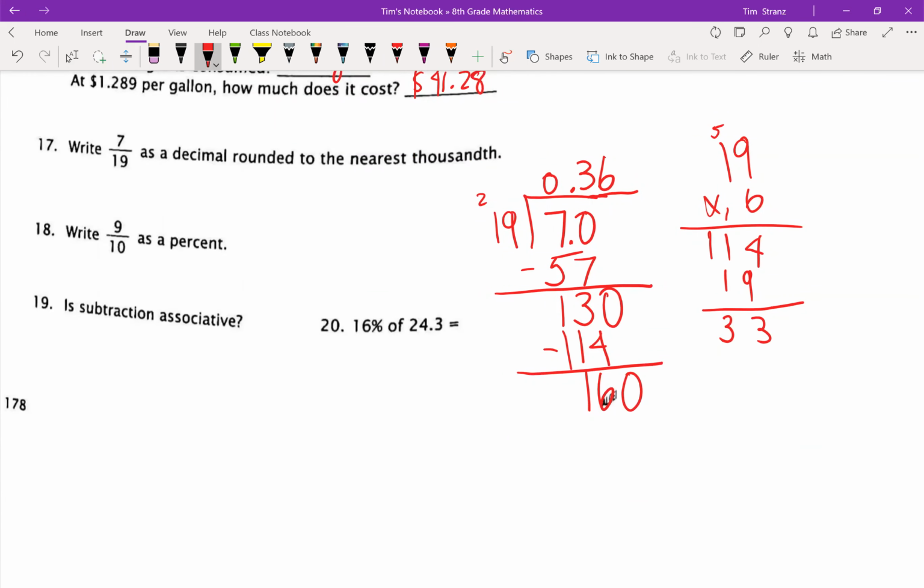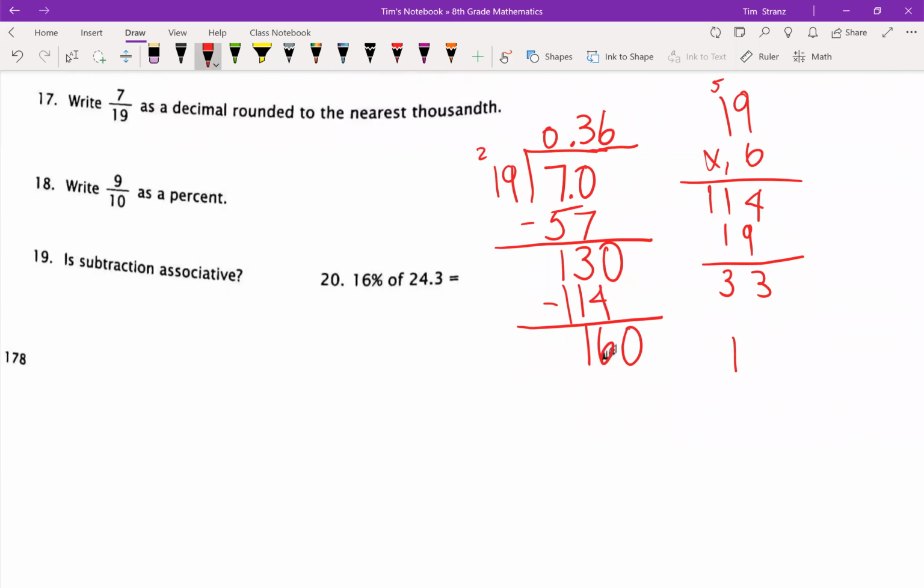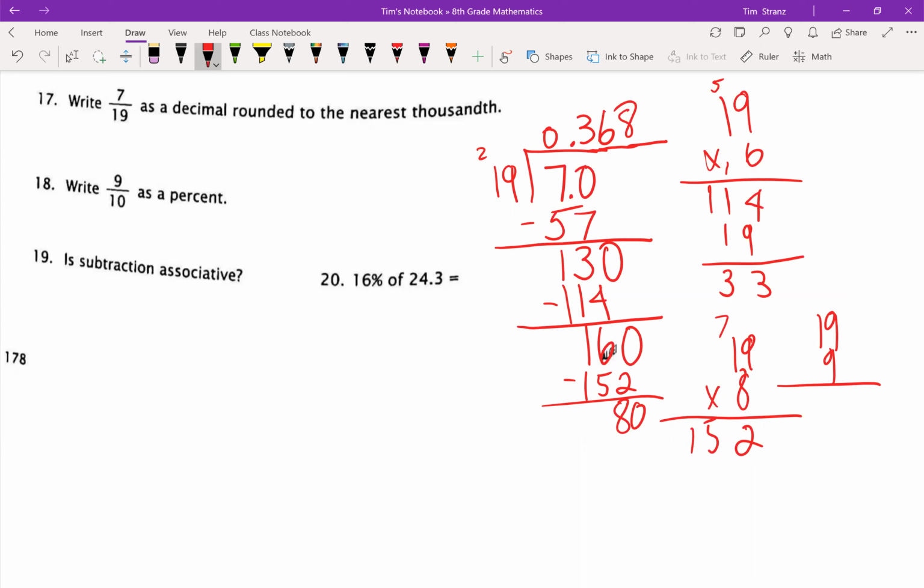Bring down my 0. 19 goes into 160. Let's see, is that 8 times? I cannot remember. It's been a long day. 9 times 8 is 72. That's 8, 15. Yep, so 8 times, which is 152. Okay, and it says to the nearest thousandth. We got to do one more space here. 19 goes into 80. It's going to be 9 times, right? 19 times 9. It's 81, 171. Yep. So that is 9 times. So to the nearest thousandth, then it's going to be 0.369 for number 17.